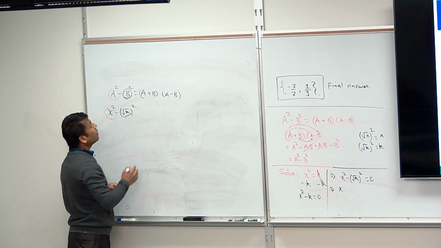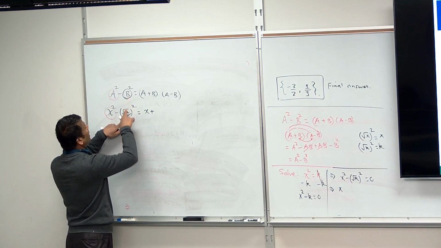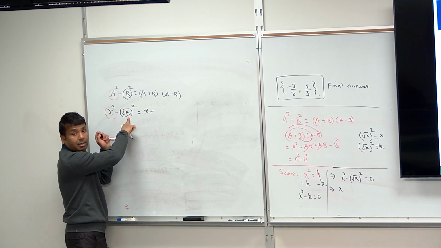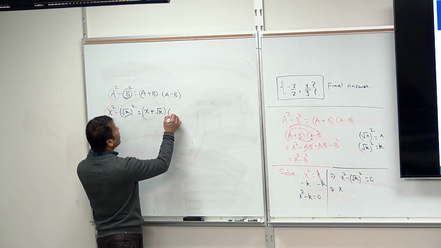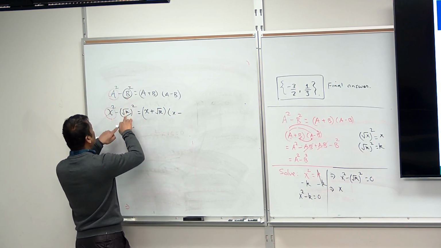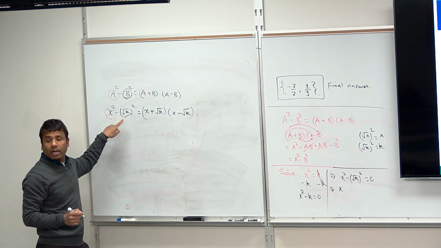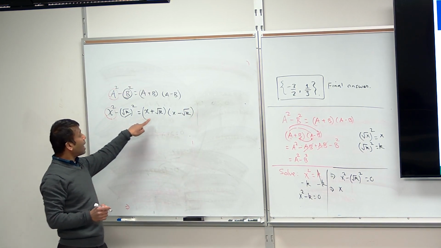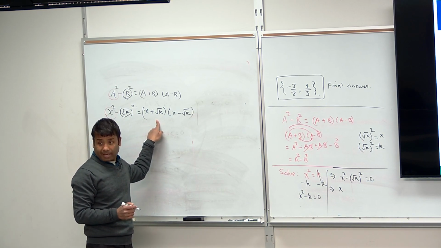Right? So now, in place of a I have x, so this is x plus, in place of b I do have radical k. So this is radical k times, in place of a I do have x minus, in place of b I do have radical k. So this is x squared minus radical k squared, which is x plus radical k times x minus radical k.